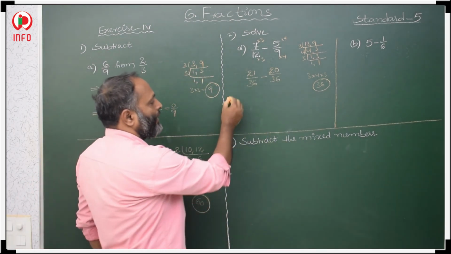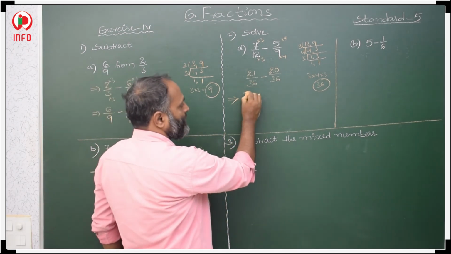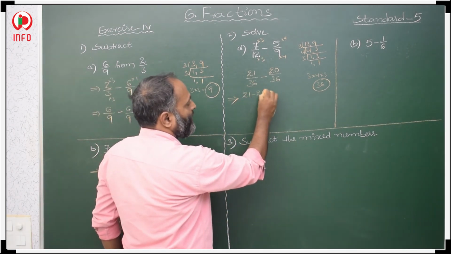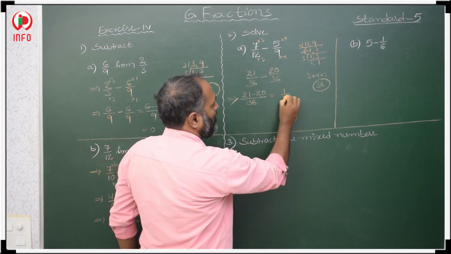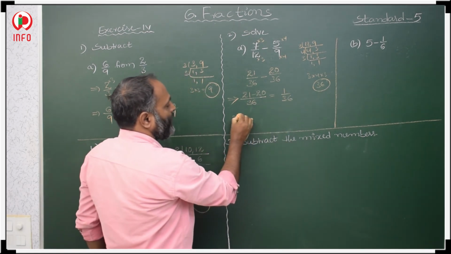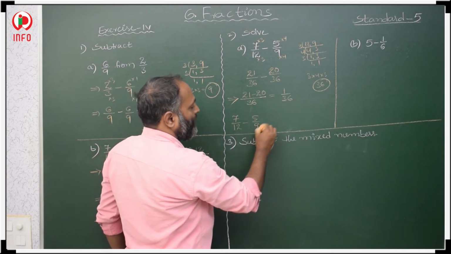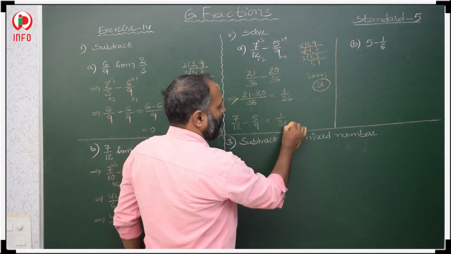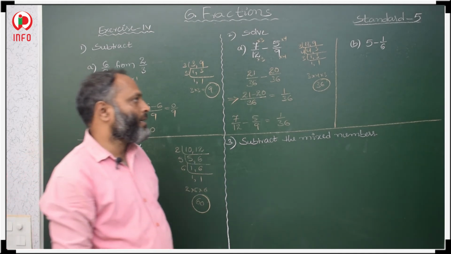Now how to find the difference? First we have to find the difference of like fractions. 21 minus 20 by the common denominator. 21 minus 20 is 1 by 36. It means if we subtract 5 by 9 from 7 by 12, the answer is 1 by 36. 1 by 36 is your answer.